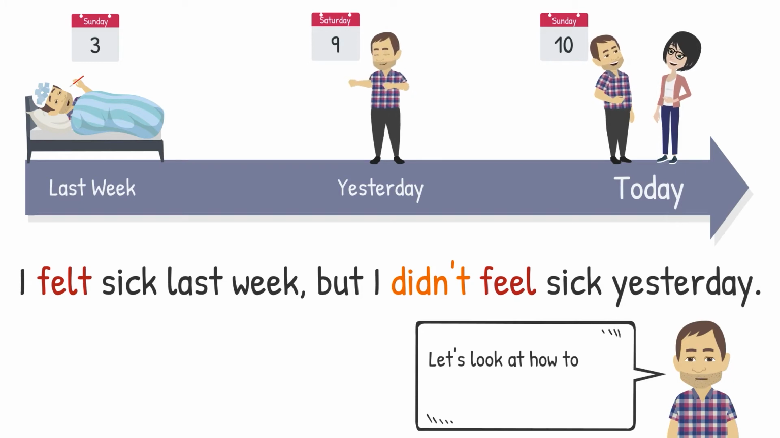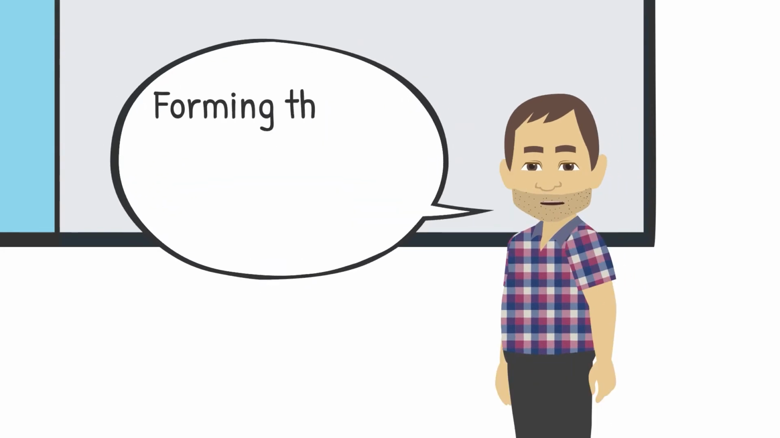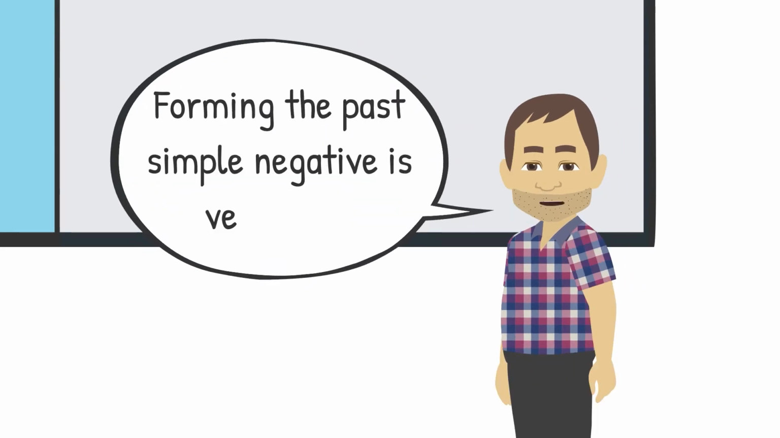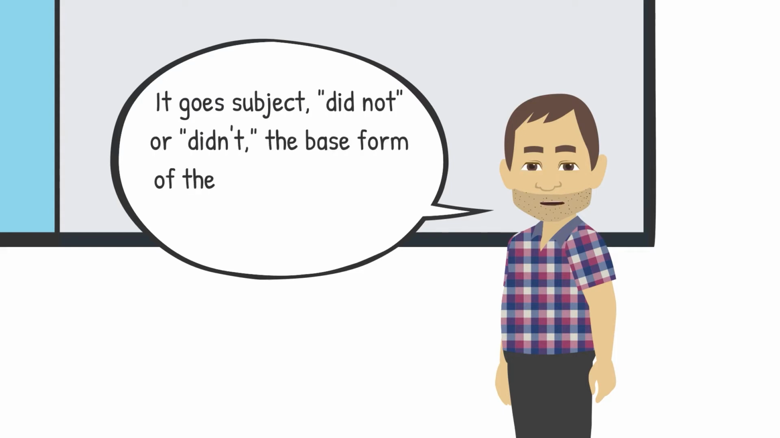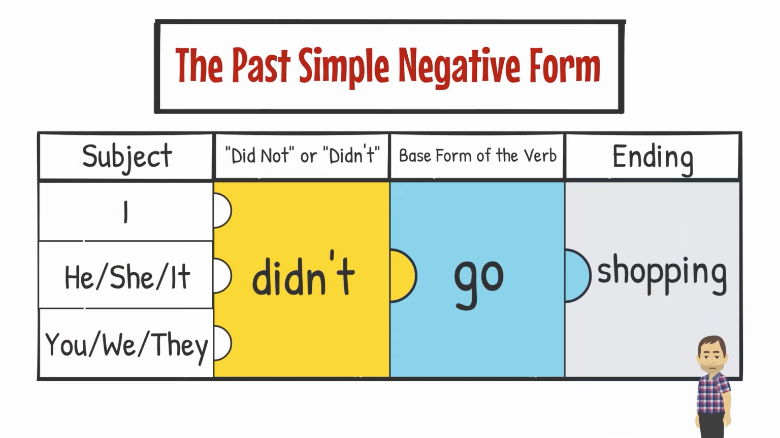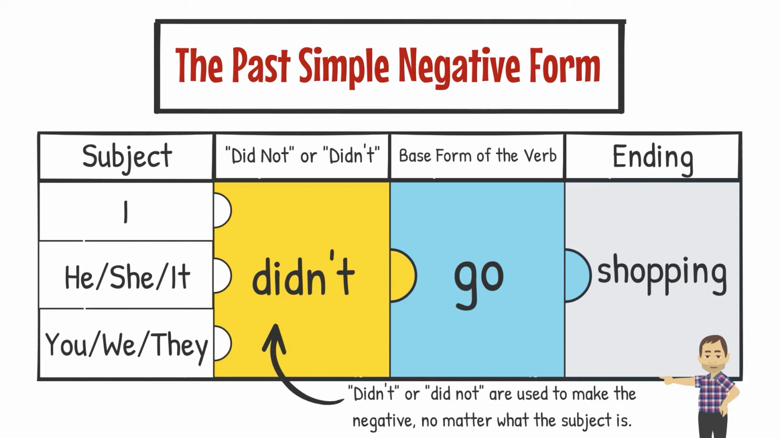Let's look at how to form the past simple negative. Forming the past simple negative is very easy. It goes subject, did not or didn't, the base form of the verb, and the rest of the sentence. Didn't or did not are used to make the negative no matter what the subject is.